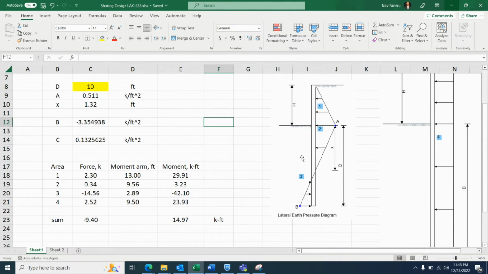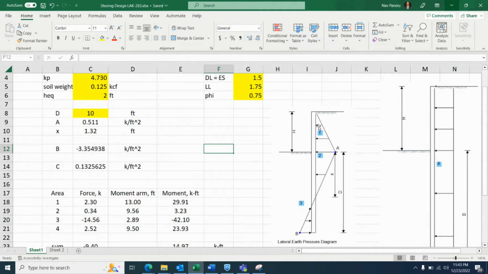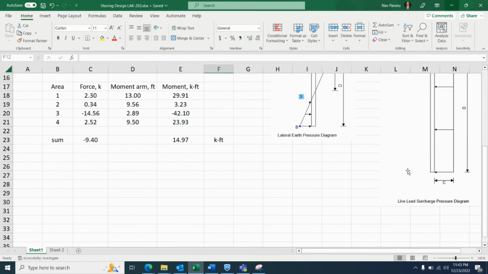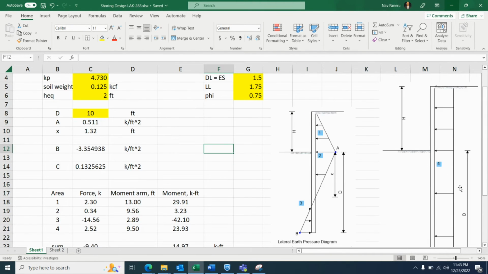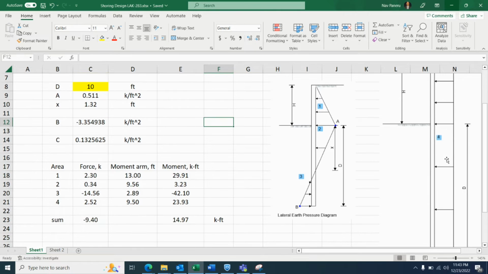Now let's take a look at these pressure diagrams. We are considering the triangular portion as area 1, the one below that is area 2, and the one at the bottom is area 3. In the pressure diagram for the live load surcharge, we will consider that area as area 4. I already have some calculations done here, and I'll explain what I have done so far.